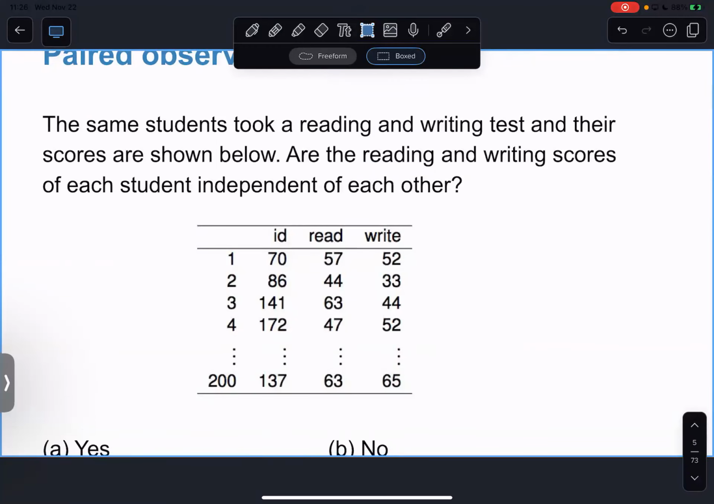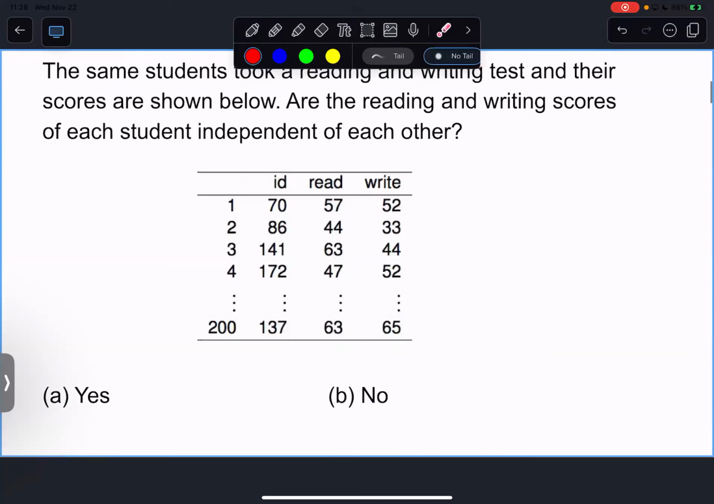So our data set might look something like this. I've got a decoy ID number. It's a decoy because it looks numerical and you might want to analyze it, but don't, because there's nothing to know about the ID number. We've got the observation number, which I probably would have just used instead of the ID number. But then we've got their reading scores and their writing scores. So notice that student 1, let's call it, had a reading score of 57 and a writing score of 52.